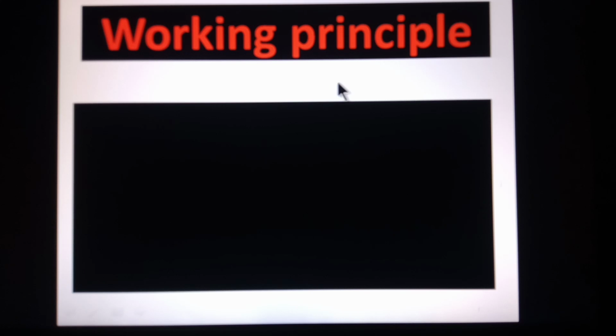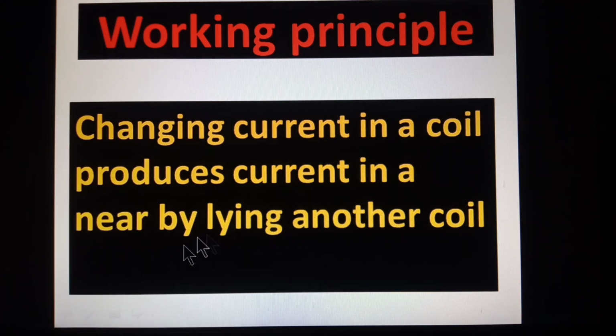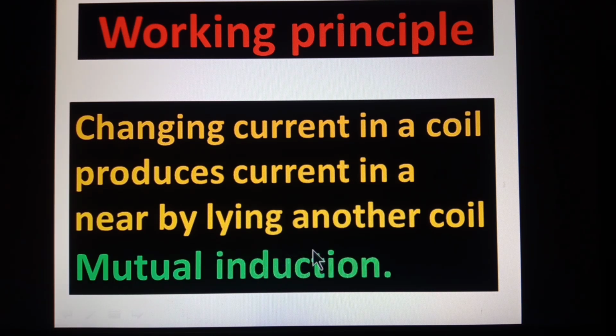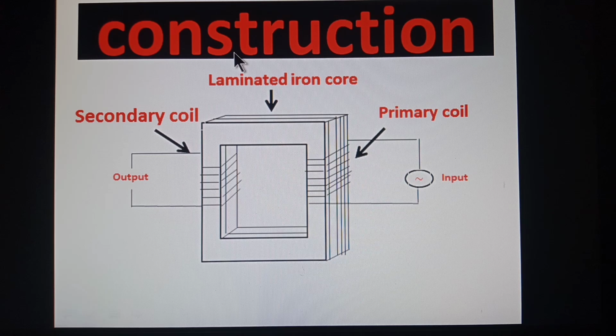On what principle of physics does a transformer work? We know that when current is changing in a coil, it produces current in another nearby coil. This phenomenon is called mutual induction. So, a transformer works on the principle of mutual induction, meaning changing current in one coil produces current in a nearby lying coil. What are the different parts, or what is the construction of a transformer?